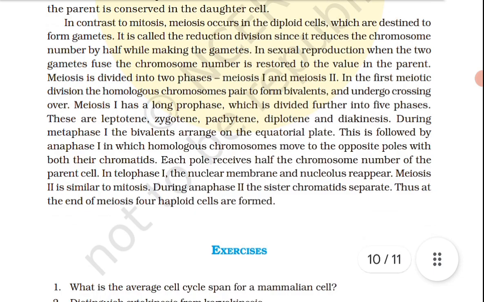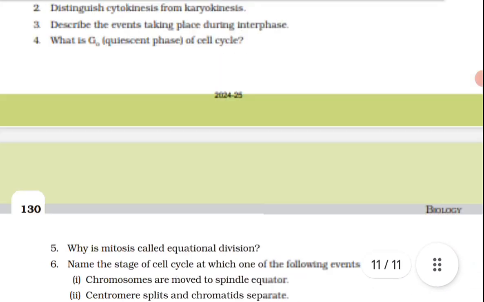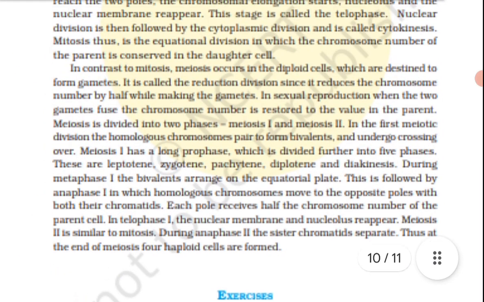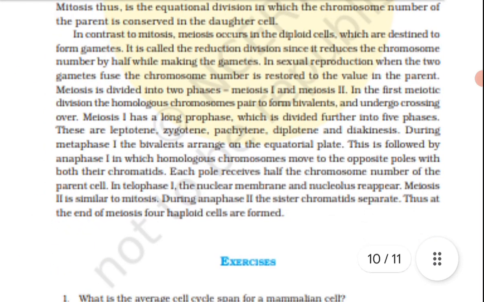Meiosis second is similar to mitosis. During anaphase second, the sister chromatids separate. Thus, at the end of meiosis, 4 haploid cells are formed.